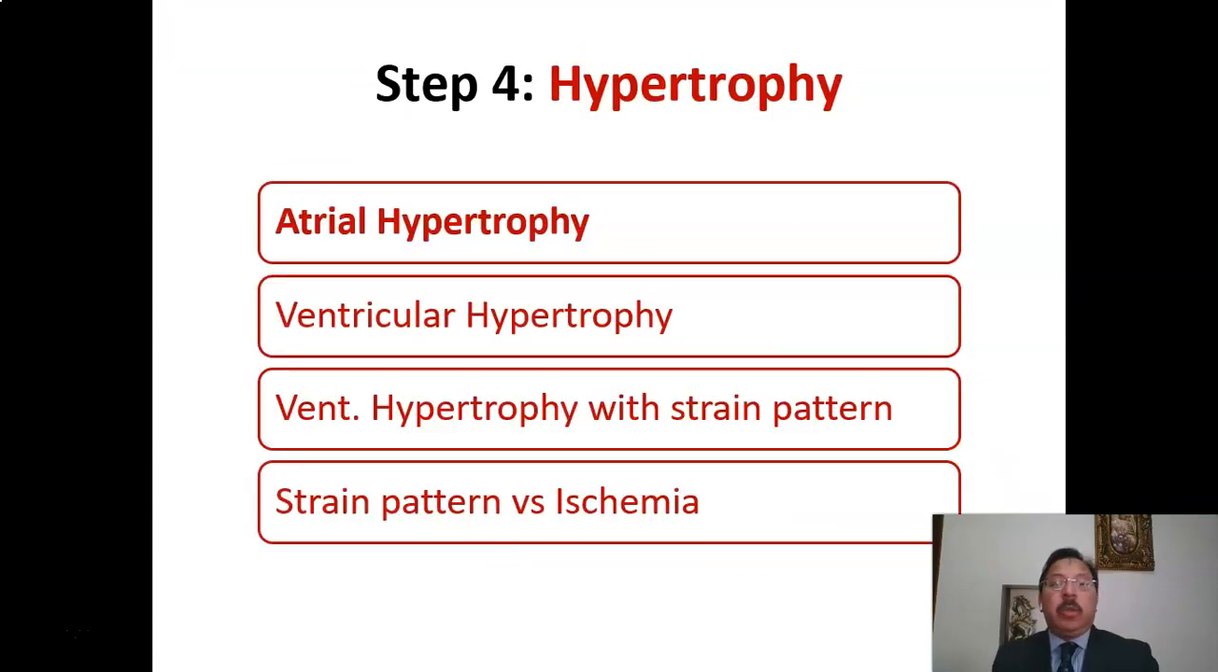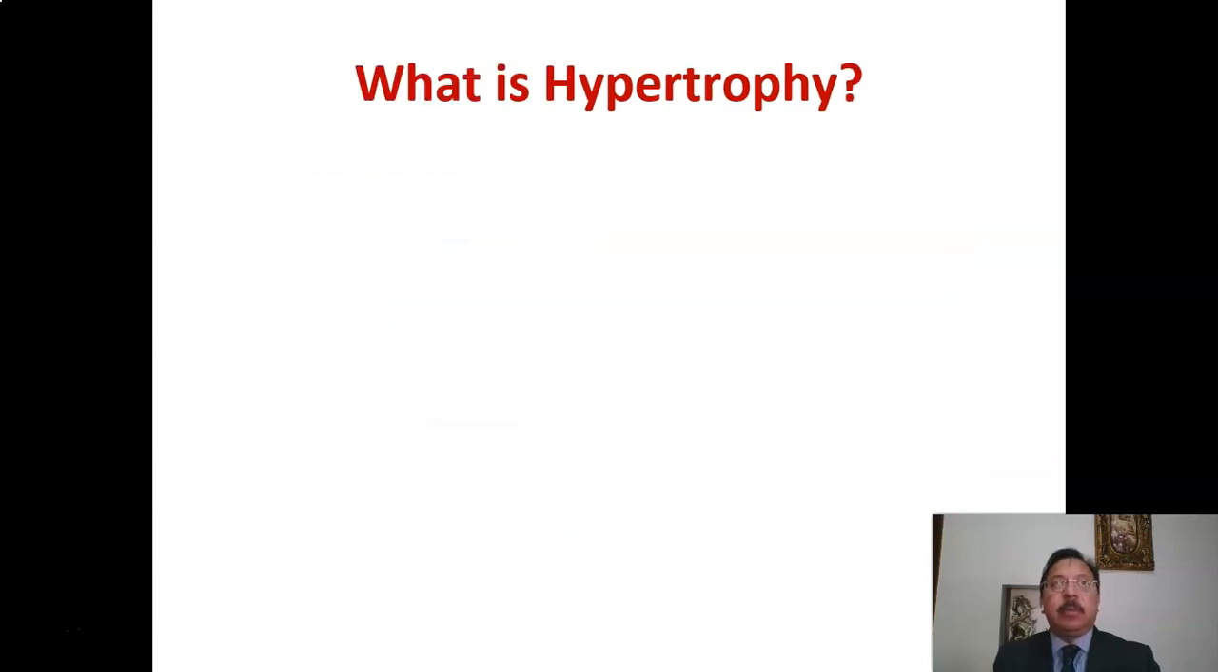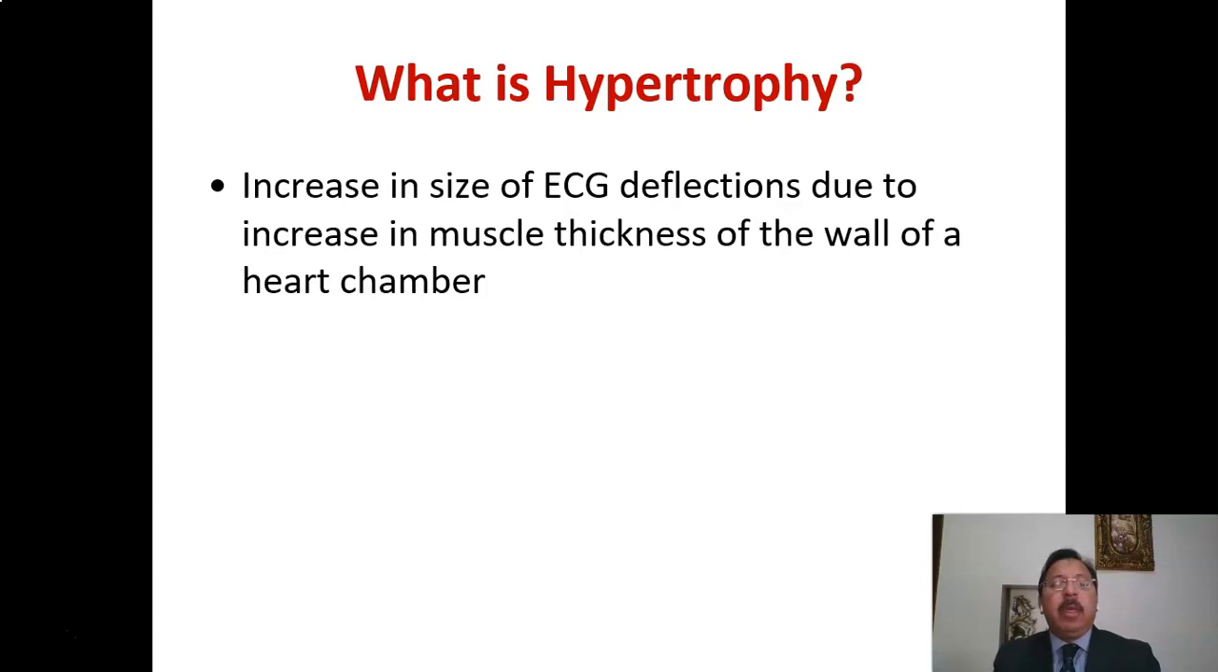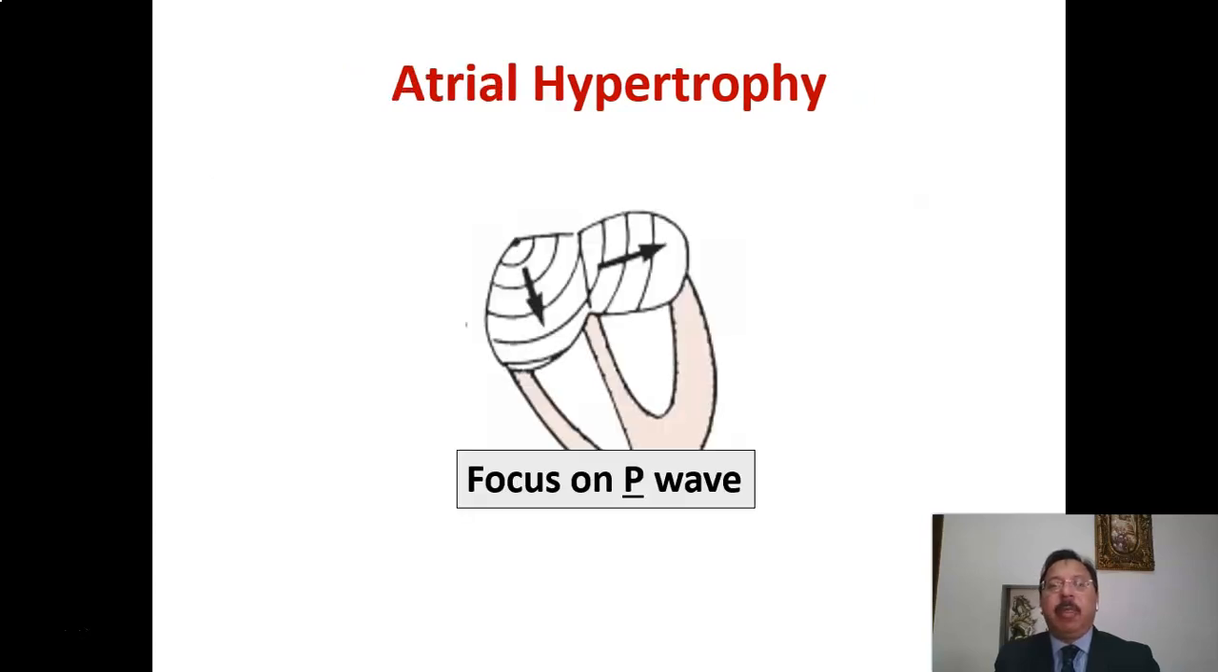In this step, we are going to learn the ECG findings related to atrial hypertrophy, ventricular hypertrophy with strain pattern, and strain pattern versus ischemia. So what's hypertrophy? Hypertrophy means something big. In ECG language, hypertrophy means increase in size of ECG deflections due to the increase in muscle thickness of the wall of the heart chamber.